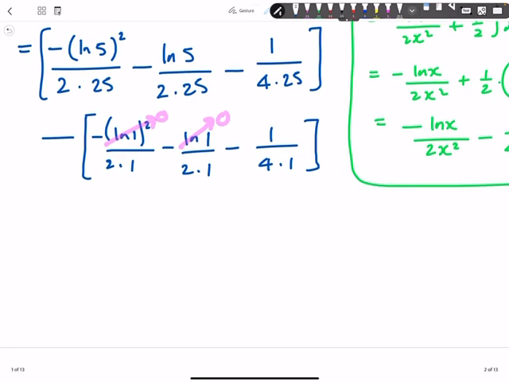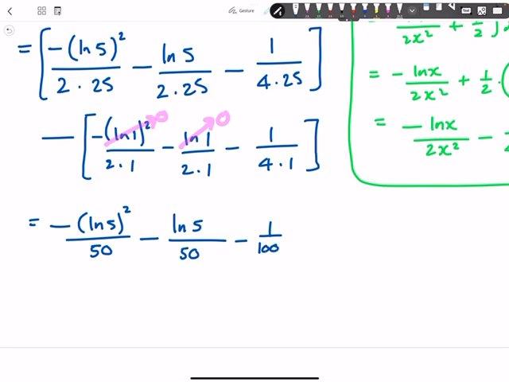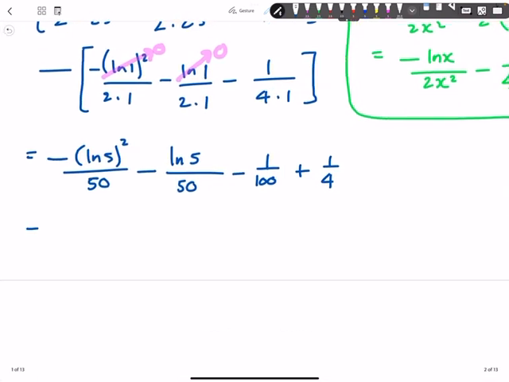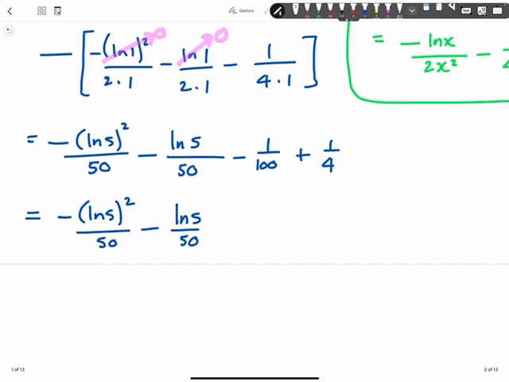And so final simplification here. I will have minus natural log of 5 squared divided by 50 minus natural log of 5 divided by 50 minus 1 over 100. And then minus, minus, so this will become plus 1 over 4. And then finally, my goal is to give my answer as an exact value. So minus 1 over 100 plus 1 over 4 is equal to plus 6 over 25.